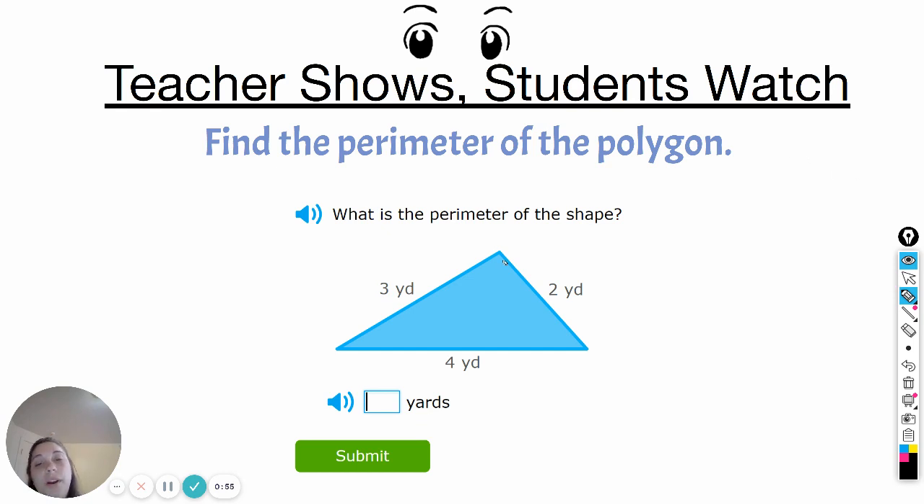To find the perimeter of a shape is actually a little bit simpler than you would think. The perimeter is how long a shape is around the outside. So the way to find the perimeter of a shape is to add up the length of all the sides.